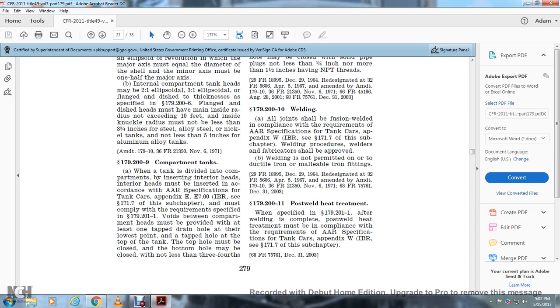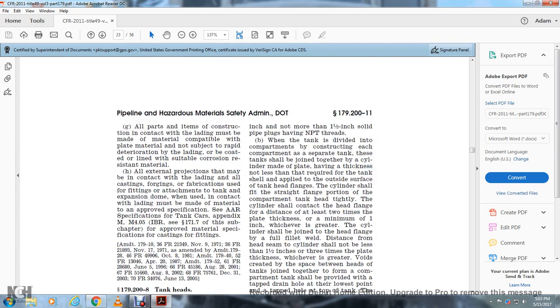179-209 compartment tanks. When a tank is divided into compartments by inserting interior heads, the interior heads must be inserted with the corners of the AAR specification for tank cars, Appendix E, E7.00, IBRC 171-7 for the subchapter, and must comply with the requirements specified in 179-201-1. Voids between the compartment heads must be provided with at least one tapped drain hole at their lowest point and a tapped hole at the top of the tank. The top hole must be closed. The bottom hole must be closed with not less than 3/4 of an inch, not more than 1 1/2 inches solid pipe plugs having NPT threads.